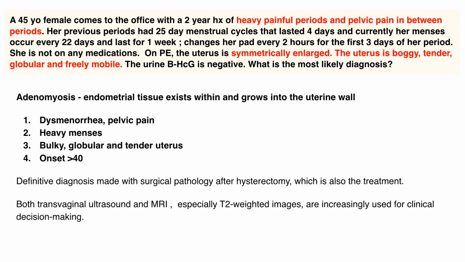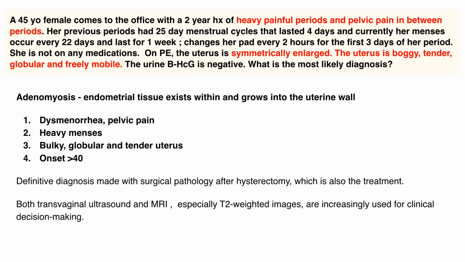So our first case is a 45-year-old female that comes to the office with a 2-year history of heavy painful periods and pelvic pain in between periods. Her previous periods had a 25-day menstrual cycle that lasted 4 days, and currently her menses occur every 22 days and last for 1 week. She changes her pad every 2 hours for the first 3 days of her period. She's not on any medications.